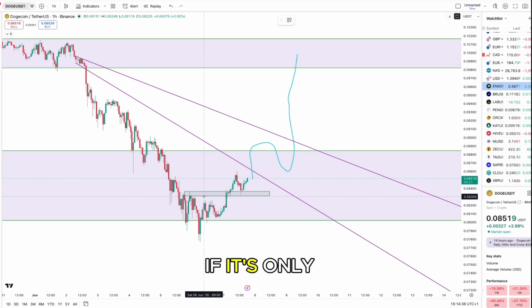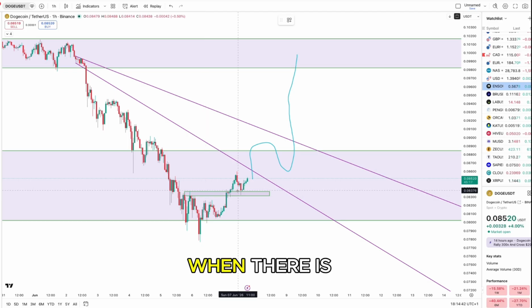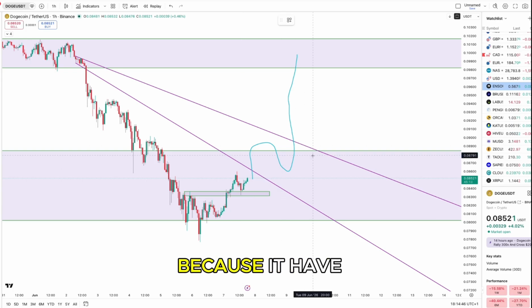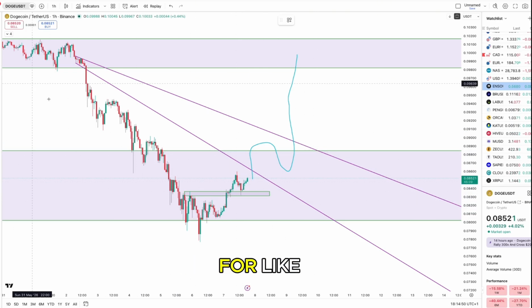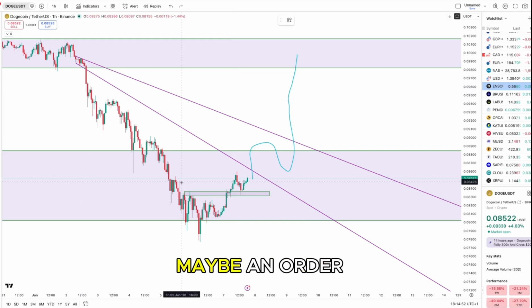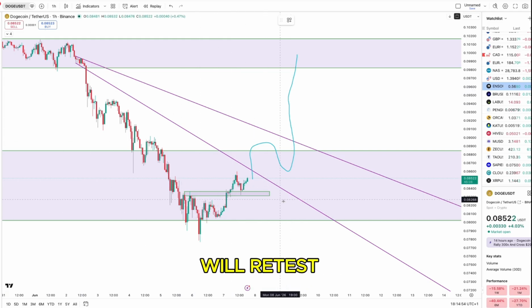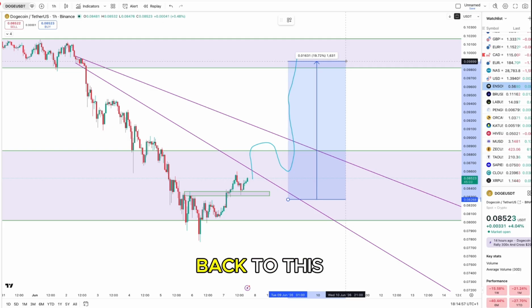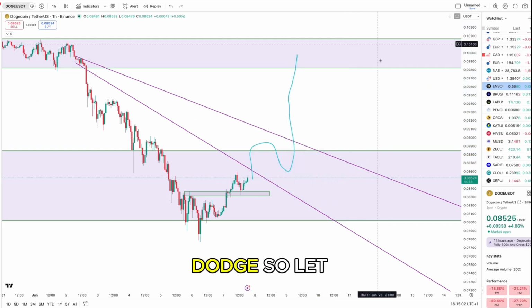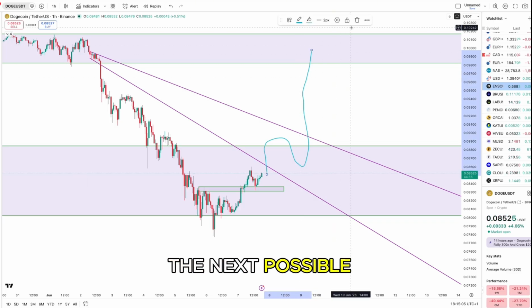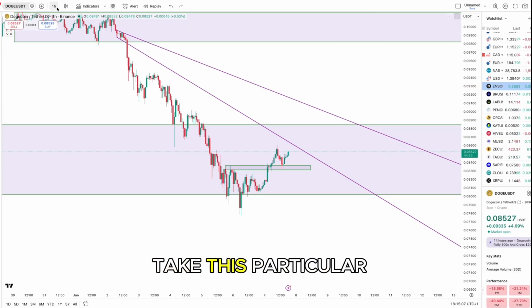It's risky. If it's only when there is a change of character, you can take the trade, but it's partially risky because it has not broken out. But you can risk it, looking for maybe another block that it will retest, so you can take your long trade back to this particular zone on Doge. So let me check the next possible thing I can do if I want to risk taking this particular trade.